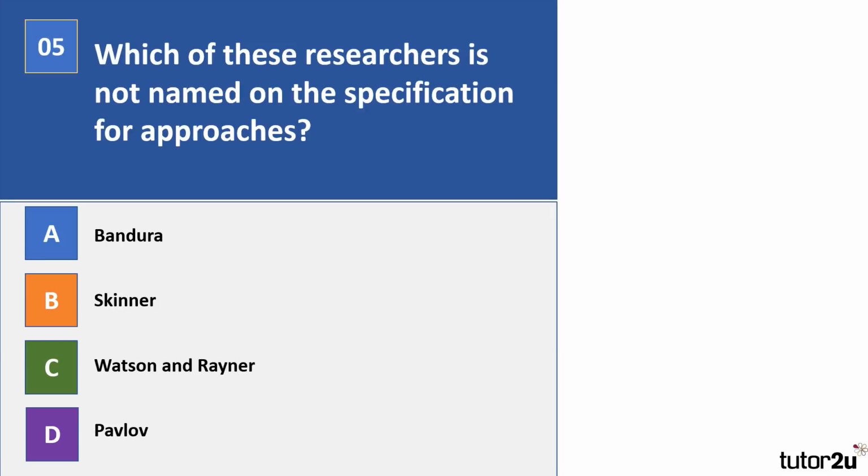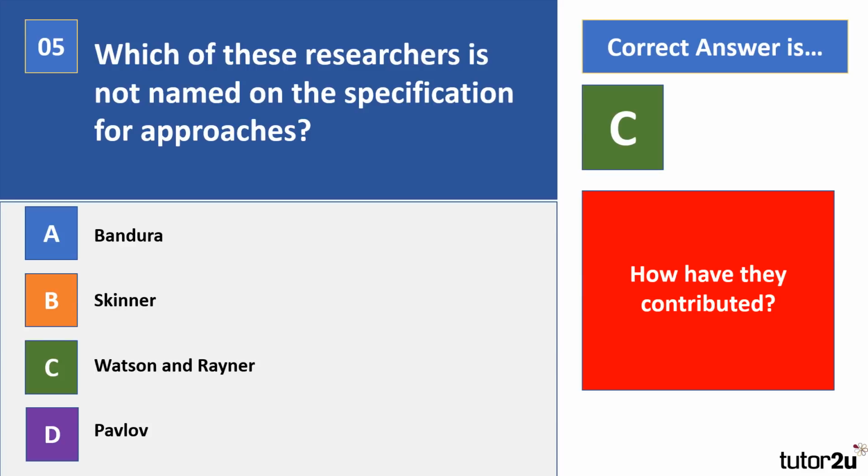Question 5. Which of these researchers is not named on the specification for approaches? So we've got Bandura, Skinner, Watson and Rayner, or Pavlov. Okay, so pause your video. All right, so the correct answer here is C, Watson and Rayner.